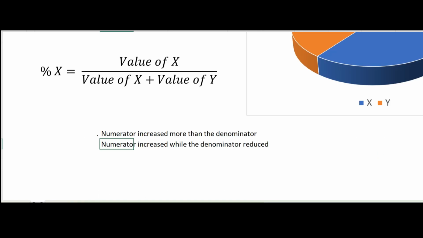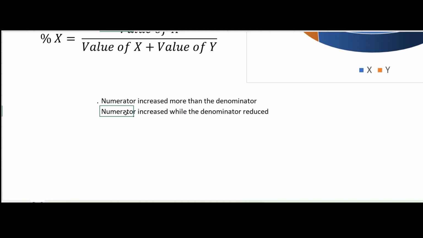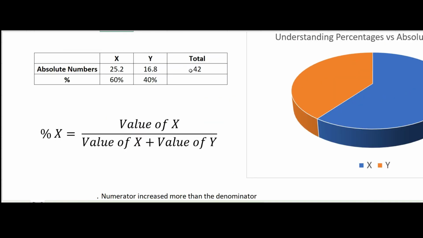Let's consider the second possibility, which is that the numerator has increased while the denominator has reduced. So if the denominator has reduced, it was 40 in the original case, right? Now, if it has reduced, let's make it 39. You can see the numerator has still increased in this scenario and the percentage of x has increased. So in this case also the value of x is going up. You can consider some other values also. The denominator has reduced by 2 units while the numerator has increased by 2.8 units.